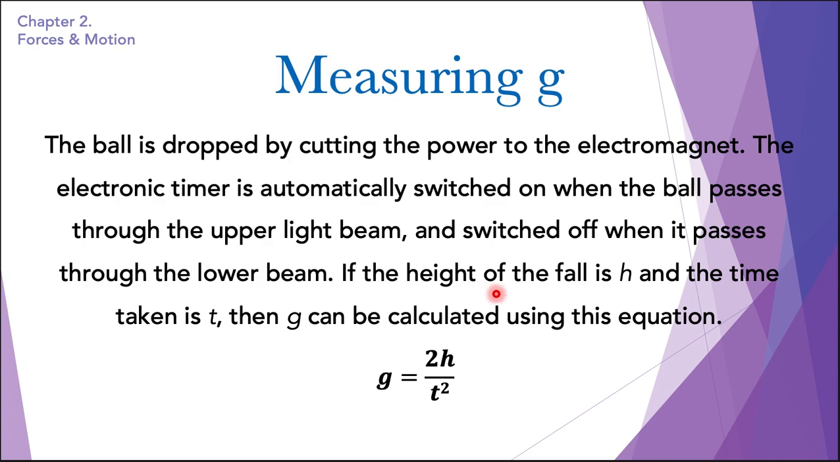If the height of the fall is h and the time taken is t, then g can be calculated using this equation: g is equal to 2h over t squared. So 2 multiplied by the height of the fall divided by t squared, which means multiplying the time by itself. When 2h is divided by t squared, we get g.